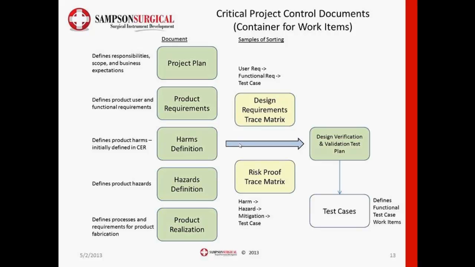And then, of course, we have our sorting. The trace matrices are wikis, and what they do is sort the data and display it in a way that it can be sorted and quality checked. And then we end up with a design verification and validation test plan where all the test cases are defined. So just as an example, this is one way to set up your document stack to give you a logical progression with all these artifacts that have been defined.